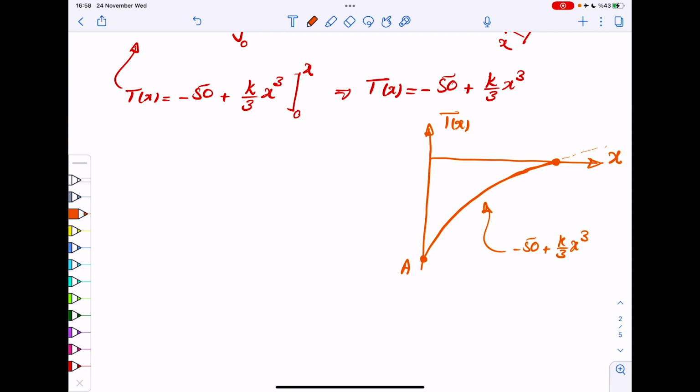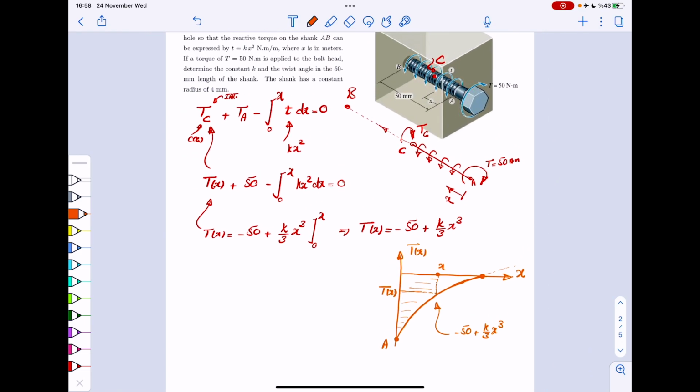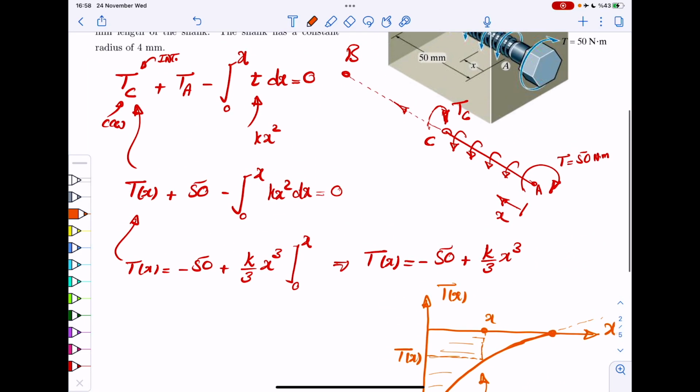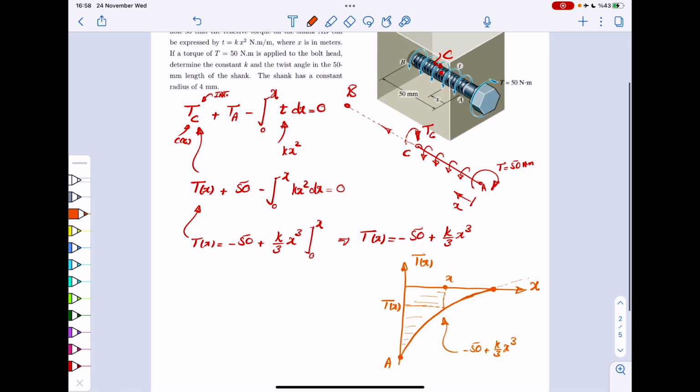Now, this gives you your t at any point x. So if you want t at any point x, you have it. If you look at this picture, it brings us back to your question: what would be the internal torque at this end? Which point would it be? It would be this point, right?